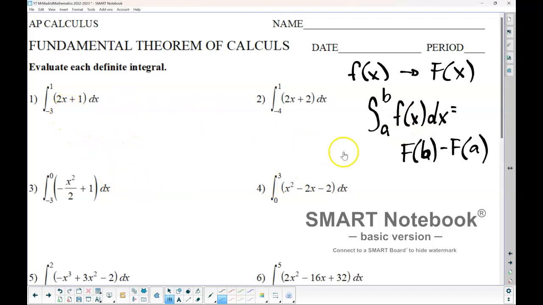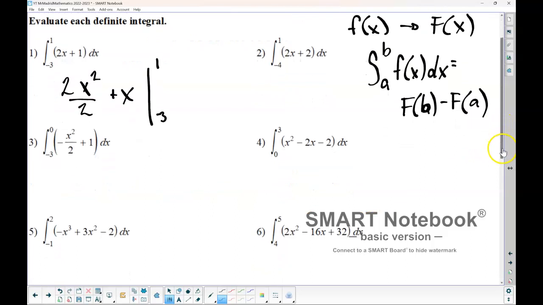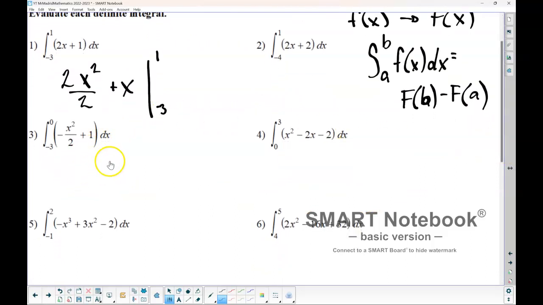So let's first integrate. What do we get here? Very informally, we're going to get 2 squared over 2 plus x, and we're going to evaluate in this interval from -3 to 1. All right, so this is going to simplify for us.